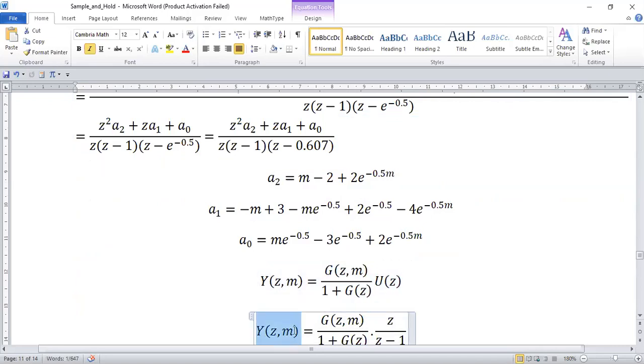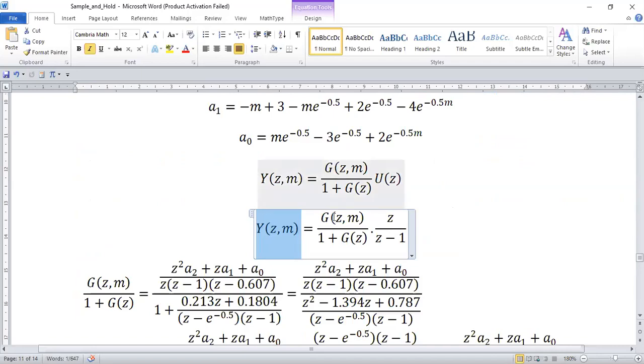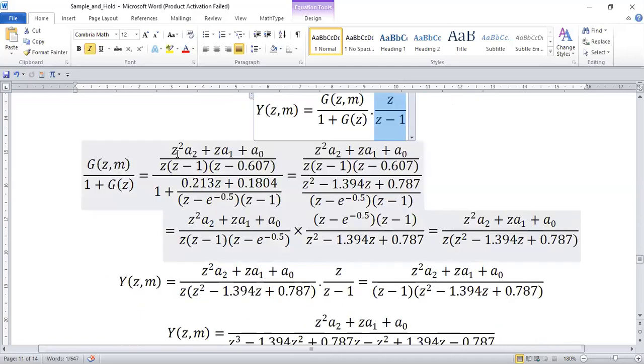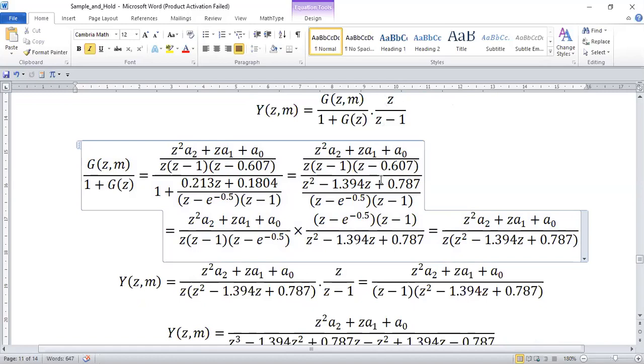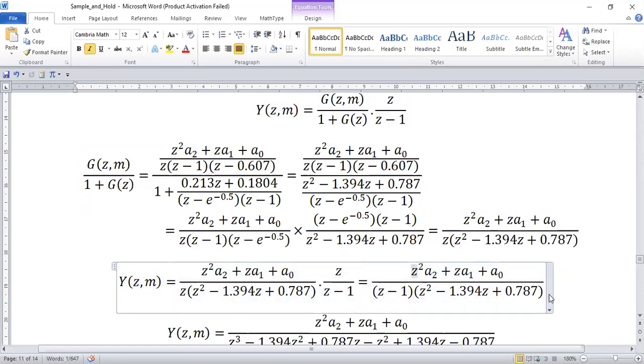So what we actually want to get is Y(z, m). So Y(z, m) is represented by this equation here, where U(z) is our input, and our input is a unit step. So the Z transform of a unit step is this. We've already gotten this, we know this, and we already know this. So the next step is just to do some combinations and simplifications. The mathematics is a little bit tedious and complex. So when you do the simplifications, you arrive at Y(z, m). You arrive at this. So the final answer is given by this.